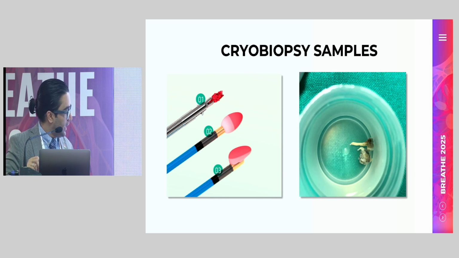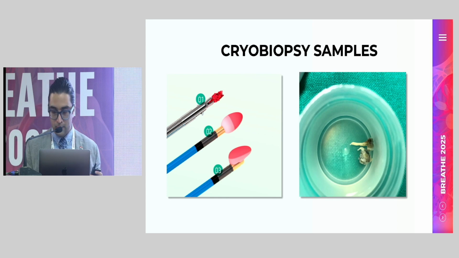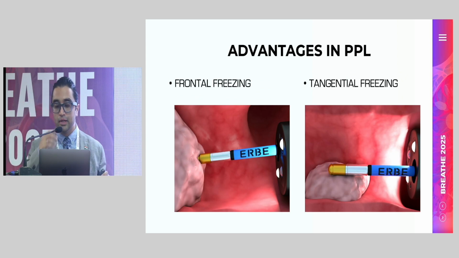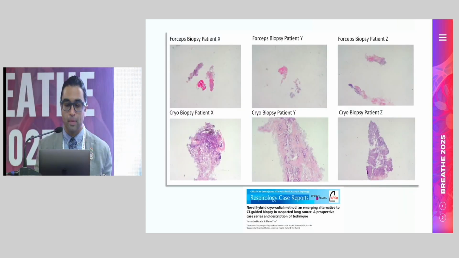And also there's an advantage that the cryoprobe can even target the tissue which is adjacent to it. So there is something called frontal freezing and there is tangential freezing. These are advantages which you don't have in a forceps biopsy.